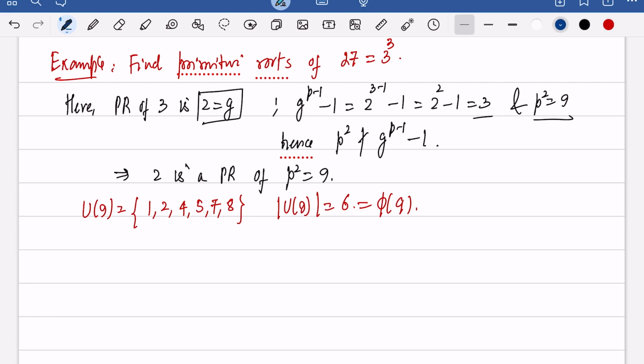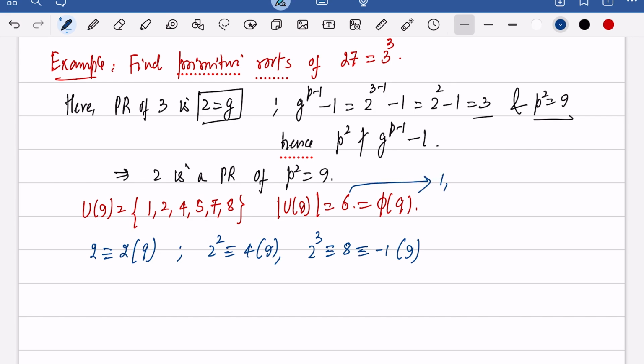So now let's begin with evaluating like this. 2 is congruent to 2 mod 9. Second, 2 square is congruent to 4 mod 9. 2 cube is congruent to 8 mod 9, which we can write as minus 1 mod 9. Now let's look at this group again. It has factors like 1, 2, 3 and 6. Now the orders of elements in U9 will be either 1, 2, 3 or 6. It cannot be 4 or 5.